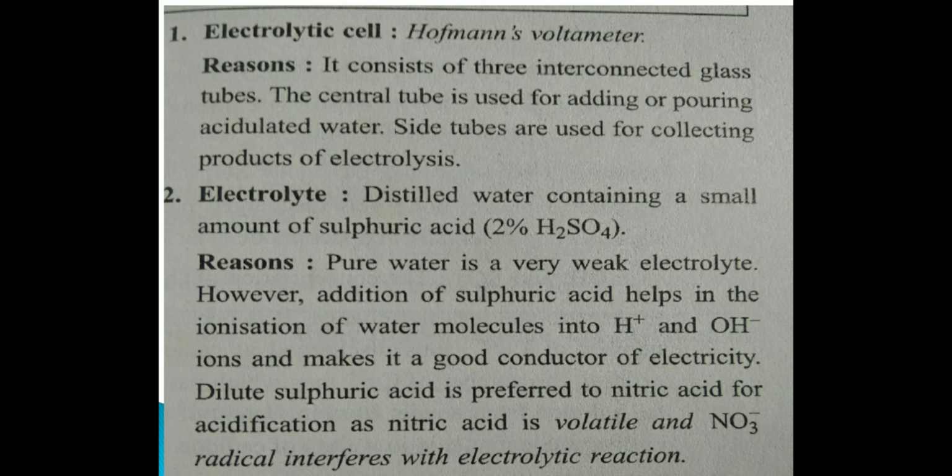Dilute sulfuric acid is preferred to nitric acid for acidification, as nitric acid is volatile and nitrate radical interferes with the electrolytic reaction. My dear students, volatile means it can easily convert into vapor or it can easily evaporate even at room temperature.